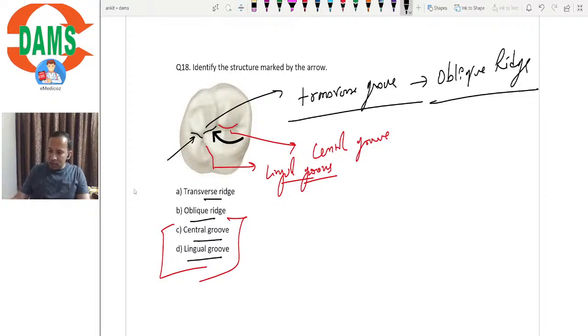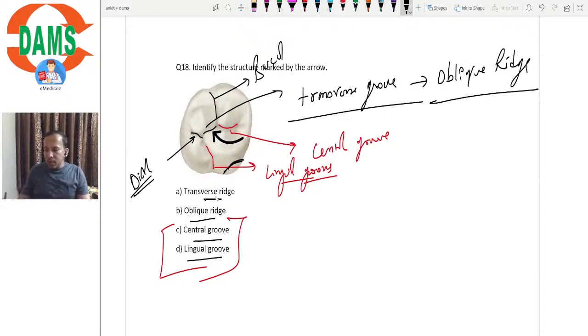This is the distal groove, and here you have the buccal groove, isn't it? And this is the groove of the fifth cusp. Clear hai? So these are the 6 different grooves: transverse groove, central groove, lingual groove, distal groove, buccal groove, and groove of the fifth cusp.